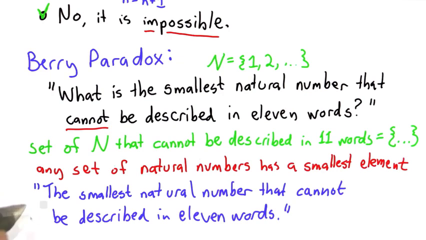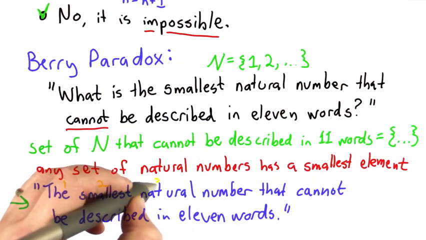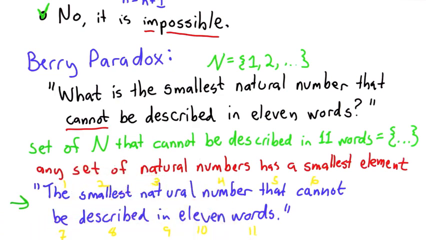Here's my description, and my description has 1, 2, 3, 10, 11 words. So I just described the smallest natural number that cannot be described in 11 words, but I've described it in 11 words. So that suggests that no such number exists, but that contradicts the properties we had before. And that's why this is a paradox. This is certainly not a proof that the Kolmogorov complexity is undecidable, but it should give you some sense of how we might prove that.